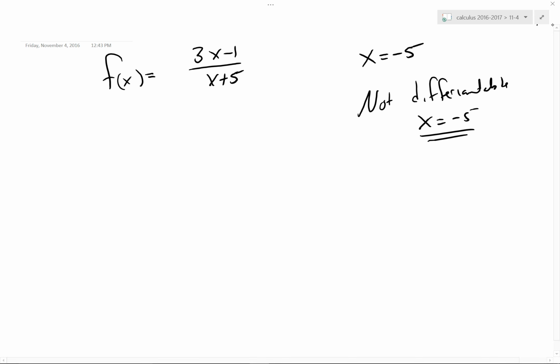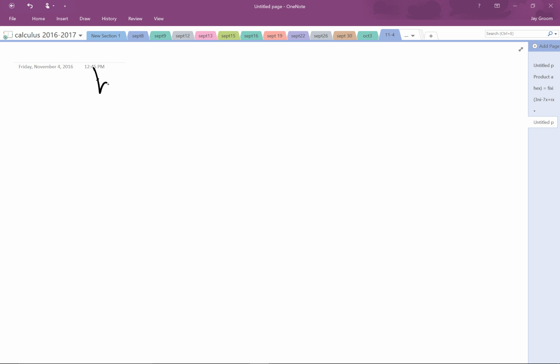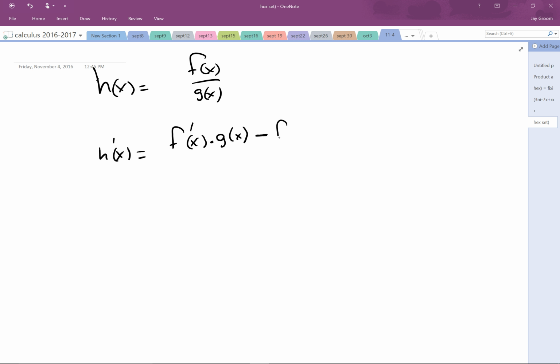Now, we need a rule. And the rule is this. If you have h of x is some f of x divided by some g of x, h prime is simply f prime of x times g of x. Hey, that looks familiar. It should. But look, watch. Minus f times g prime. So the only difference is subtraction. Well, not quite. Over the bottom squared.